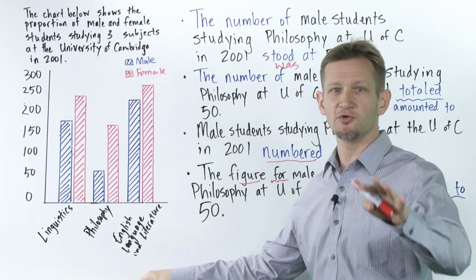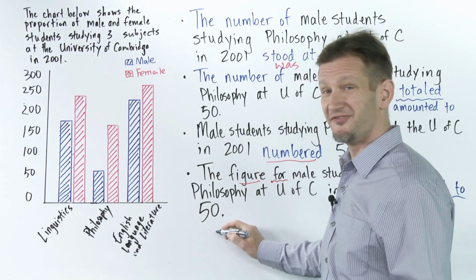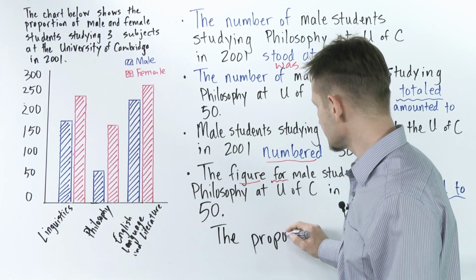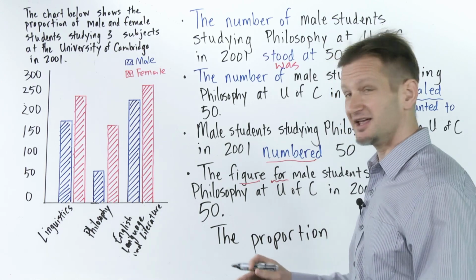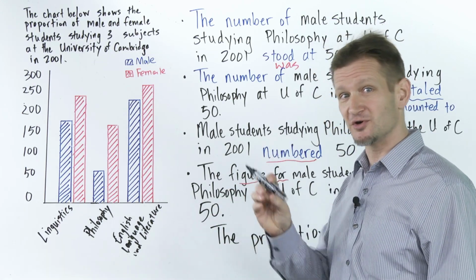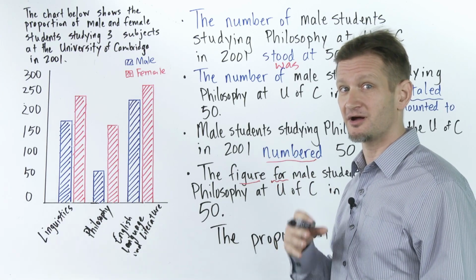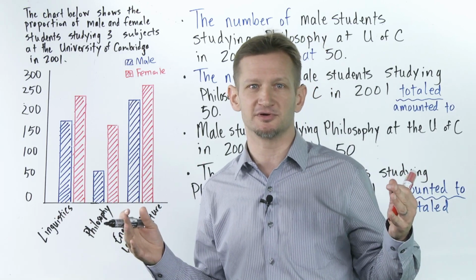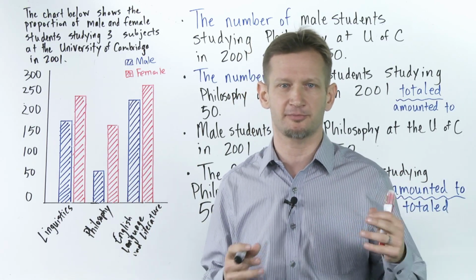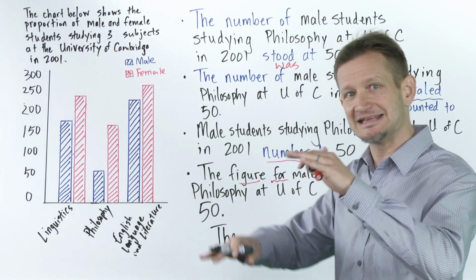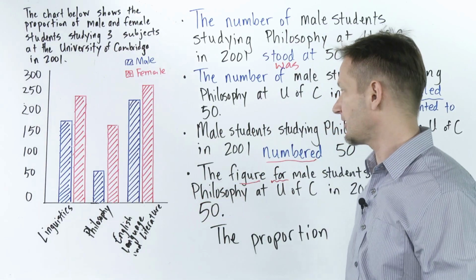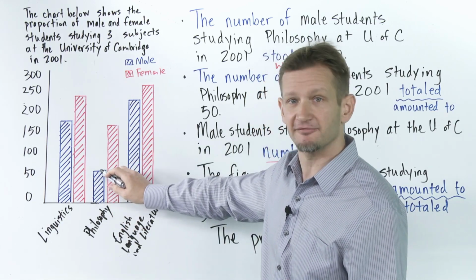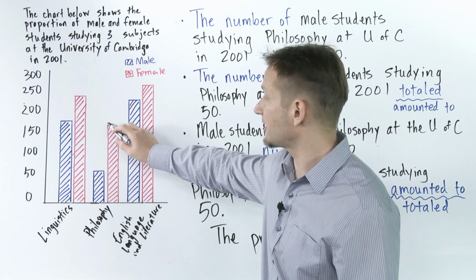And I want to show you one other thing. So there's a very useful word, and it's the proportion, right? Proportion. Now, this word is really high vocabulary, and if you can use it well, it's going to demonstrate your knowledge of English. But the thing about proportions is we don't use exact numbers. We don't say the proportion is 42 or the proportion is 68. You talk about it in comparison to something else. So right here, look, we got philosophy, we have male students about 50, and women it's about 150.